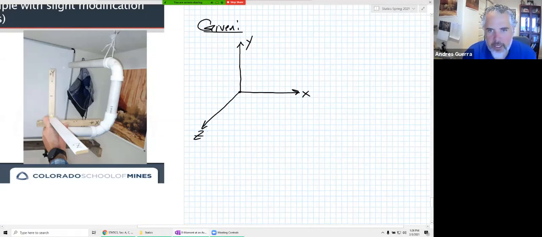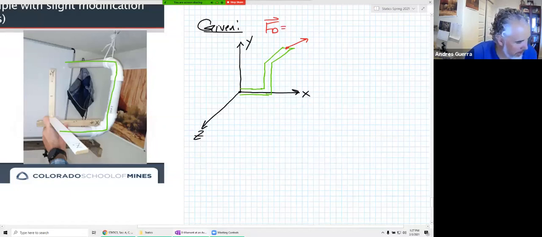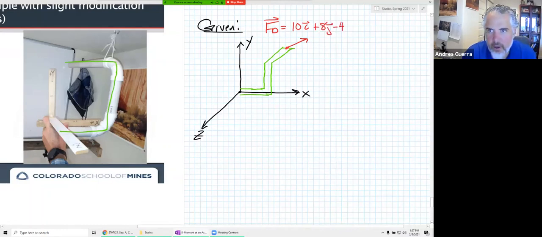We had our pipe assembly that went along the x-axis. It makes a right turn and goes straight up in the y direction, and then makes another 90-degree turn, and it goes straight back into the z direction. So just like I have over here, right along the x, straight up parallel to the y, and then straight back into the z direction. And we'll take our same force. We have our FD up here, and that is equal to 10i plus 8j minus 4k hat, and that's in units of pounds. So we got all that.